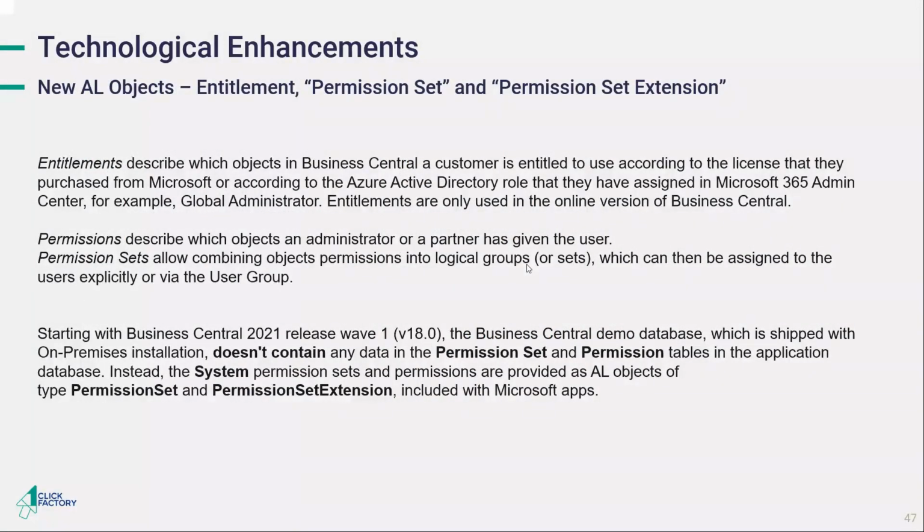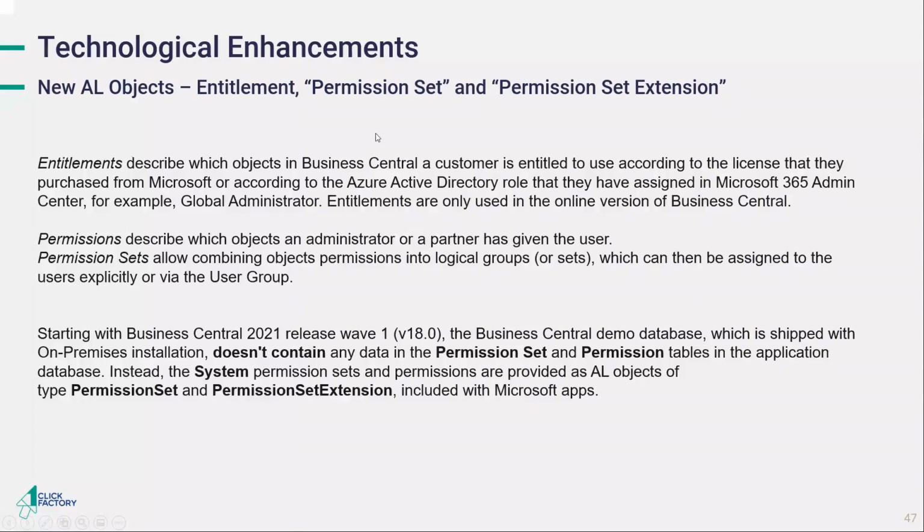Then new AL objects were introduced. Entitlement, which is a licensing object. Every object which is entitled to use according to the license is now described in the entitlement object. Until now, it was in the data. This was data, and now this data is exported to the object.